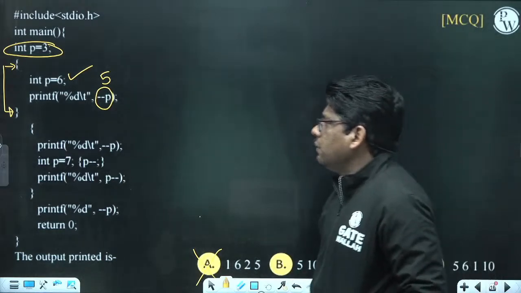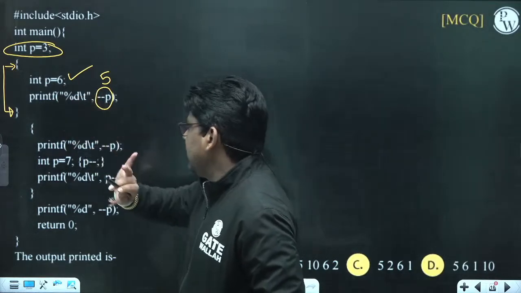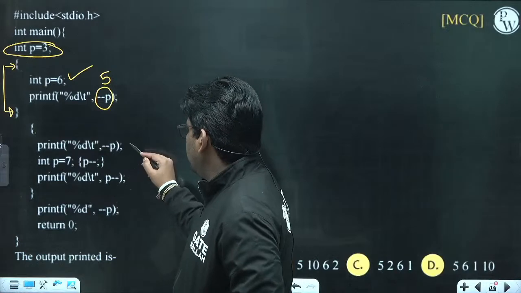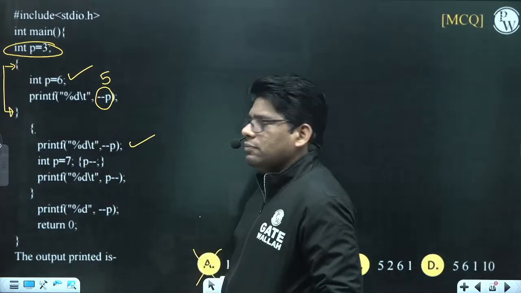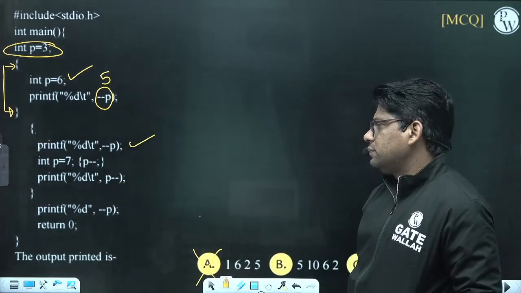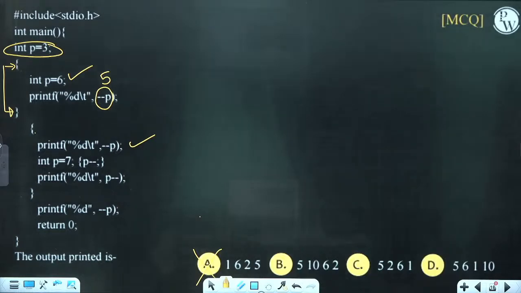Now, again, sir, the scope ends. That means now nothing like this. Now a new scope is started. Within this new scope, we are trying to print the value. Just focus over here. Which value will be printed?